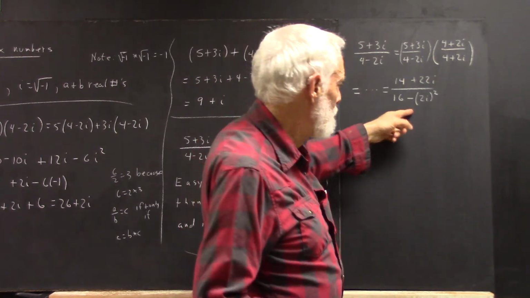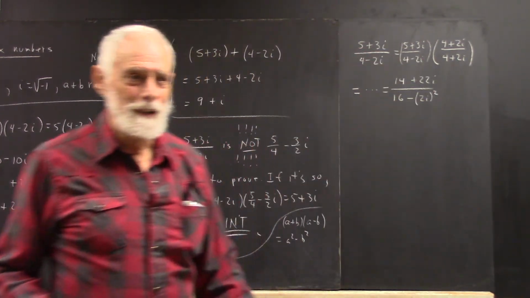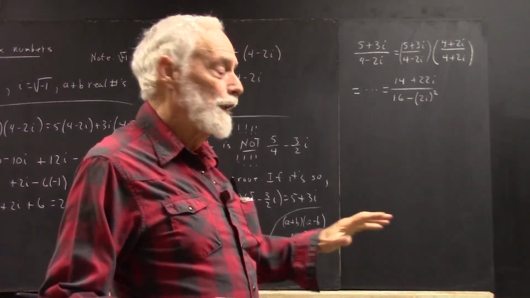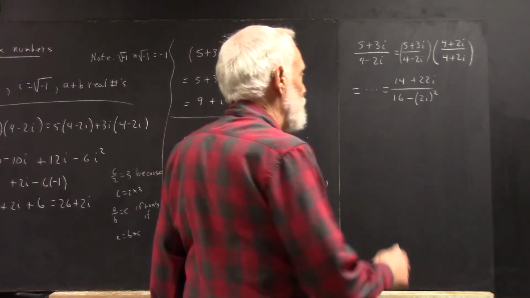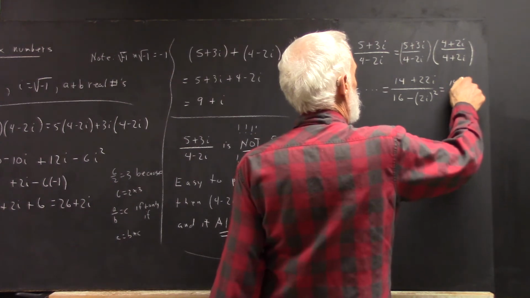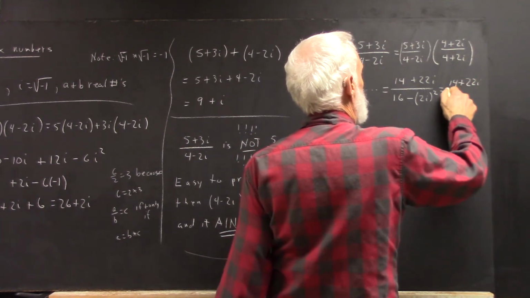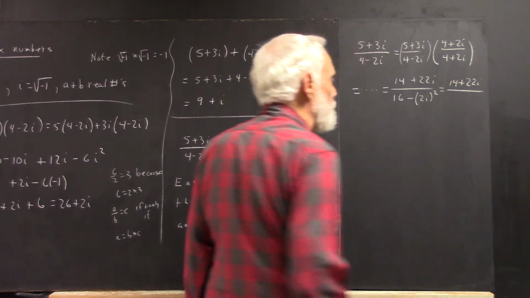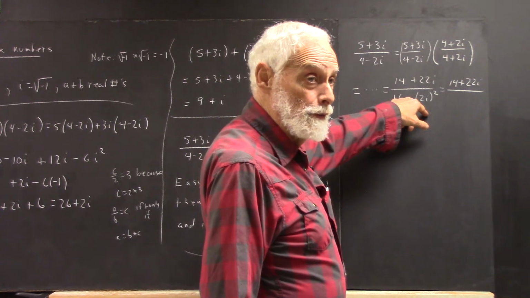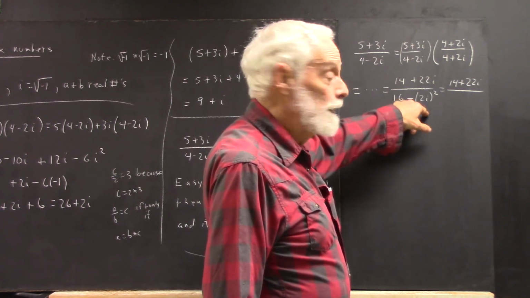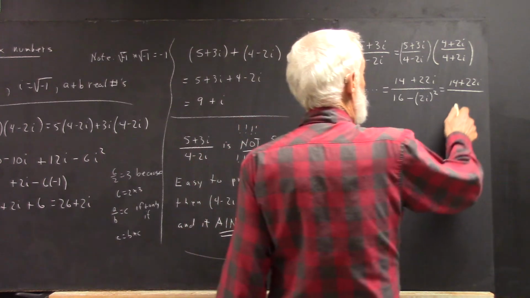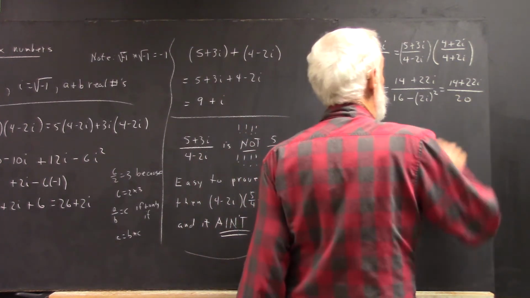But anyhow, the i's go away. You have a blind denominator. And that equals 14 plus 22i divided by, well, you square 2i, you get 4 times i squared. i squared is -1. So you get -4 when you square this, but you're subtracting it, so it's +4, so that's over 20.